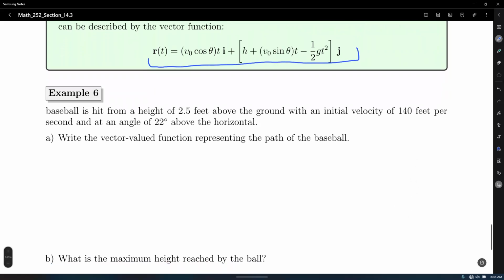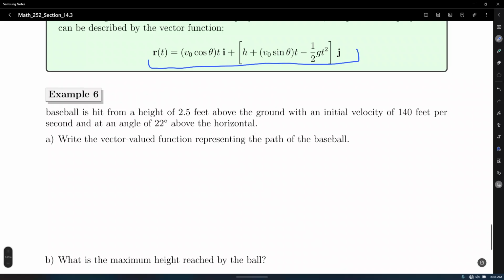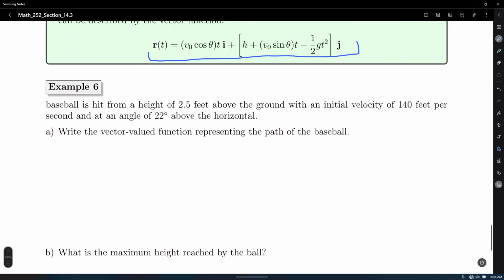Number one. A baseball is hit from a height of 2.5 feet, a very similar situation, with an initial velocity of 140 feet per second and at an angle of 22 degrees above the horizontal. Be careful when setting up the vector valued function for this. Make sure your calculator is in the correct mode, which in this case is degree mode. Unless you're given radian measure, use radians, but the minute you see this degree symbol, make sure your calculator is in the correct mode. Write the vector valued function representing the path of the baseball.